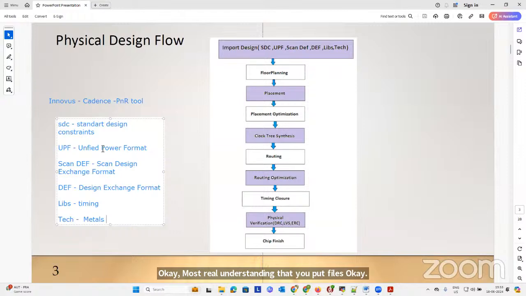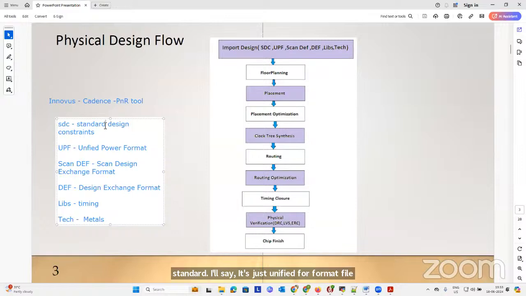You are with me. We should not learn everything together in one day, like a full MTech syllabus. Today we will learn floor plan. Yesterday we learned synthesis. From synthesis, we are getting some files, and those files we are giving as input to floor plan. So what are the files generated as the output from synthesis? We got the standard constraint file. Next is the unified power format file.